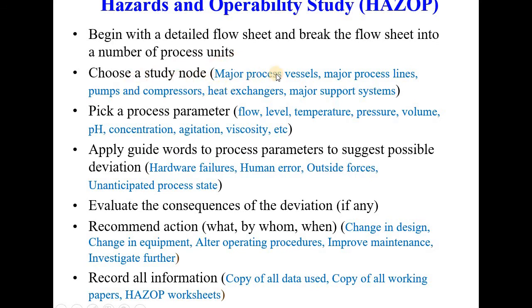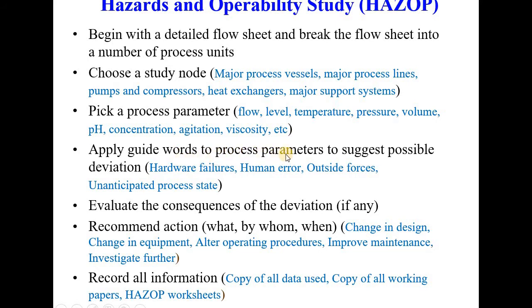I'm going to study that place. I'm going to study these process variables. I'm going to study these process lines. I'm going to study that pump or that compressor or that heat exchanger. And then I'm going to study the flow or the level in the process vessel. I'm going to study the temperature in that heat exchanger. I'm going to study the pressure in that vessel. Okay? And then you're going to use some words that would help you in your hazard study, okay?